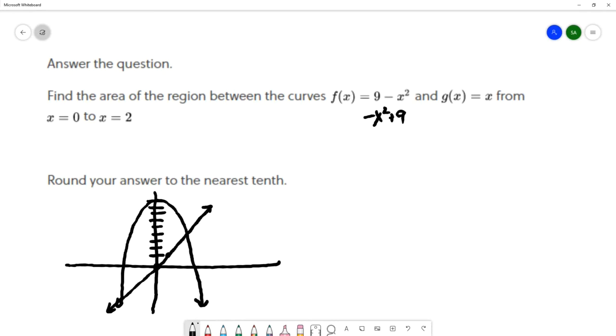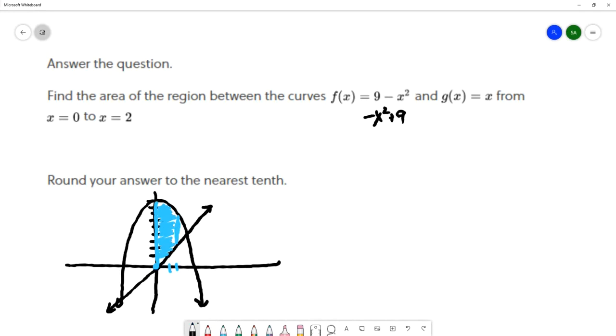And we want to find the area between these two curves from x equals 0 to x equals 2. So x equals 0 would be here, x equals 2 would be about here. So we're looking for this area. I'm drawing vertical lines at 0 and a vertical line at 2. And we want the area between these two curves.